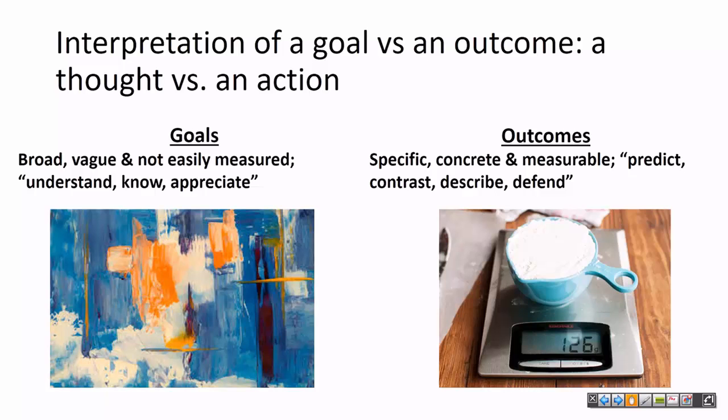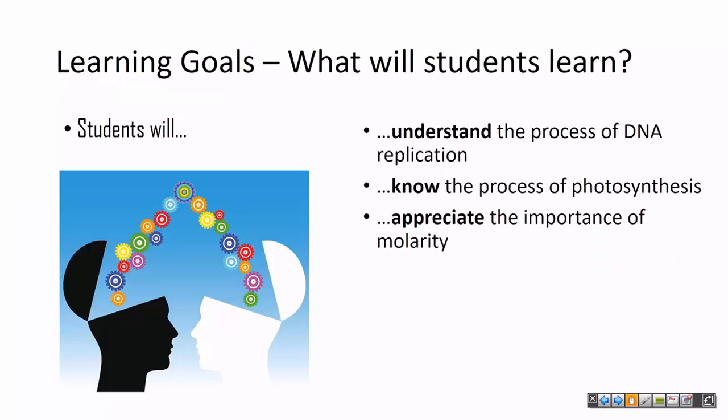Okay? So let's look back at learning goals. Again, this is the very first step of the process. When you write down what your learning goal is going to be, you start with students will understand, students will know, students will appreciate. So for a learning goal on a lesson for DNA replication, you would use something like students will understand the process of DNA replication. For photosynthesis, students will know the process of photosynthesis. For something like molarity, students will appreciate the importance of molarity.